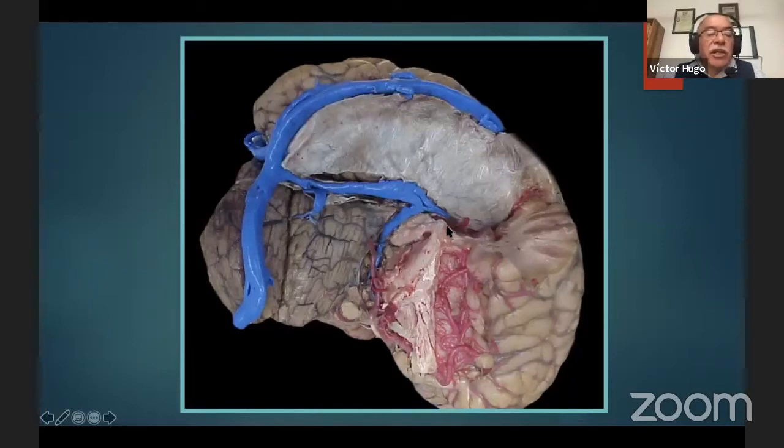These are the internal cerebral veins associated with thalamus and the choroid plexus. They travel posteriorly to join this Galen's vein. And the other distributors are the basal veins, also known as Rosenthal basal veins.